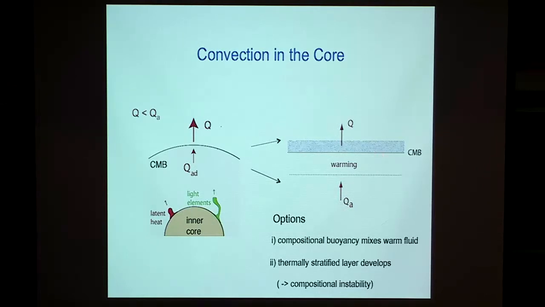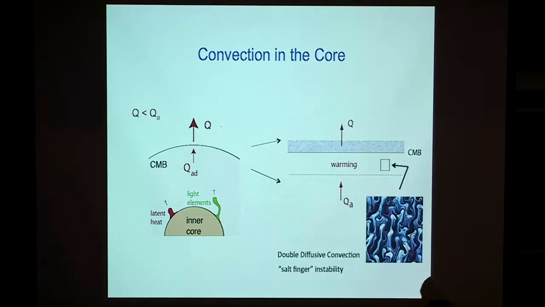And when you have the battle between these two sources of buoyancy, you can get things known as double diffusive convection, salt fingering type instabilities, and this could actually bring some of the light element and mix it back up into this region. But you would definitely then still have a thermally stratified layer at the top.